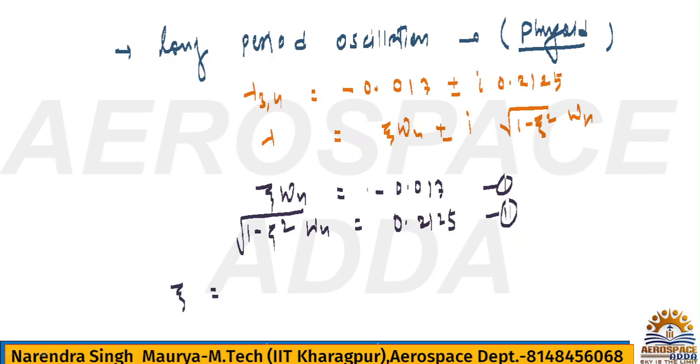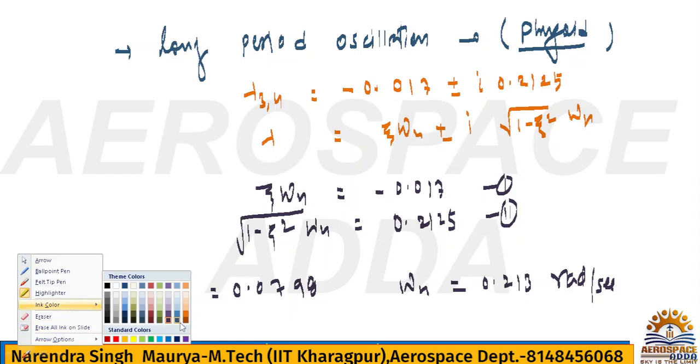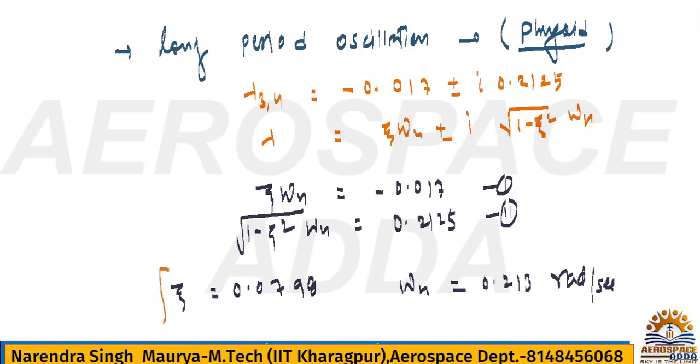Take the division, omega n cancels out, so xi you will get finally. What is the value? It is nothing but 0.0798. Once you have xi, keep it in equation 1 or 2, then you will get omega n, and this value is nothing but 0.213 radian per second.